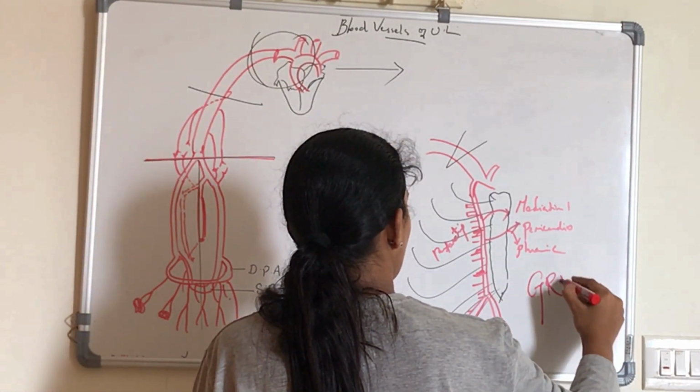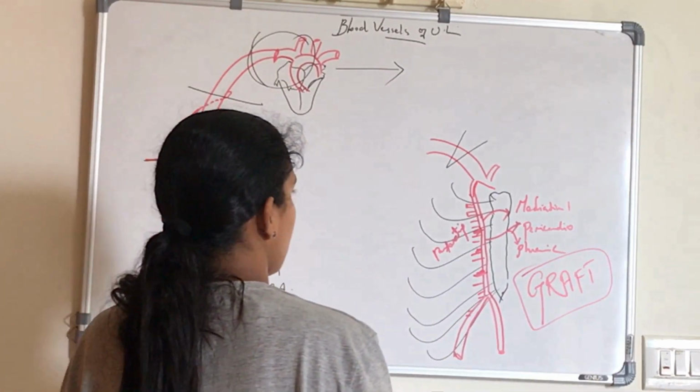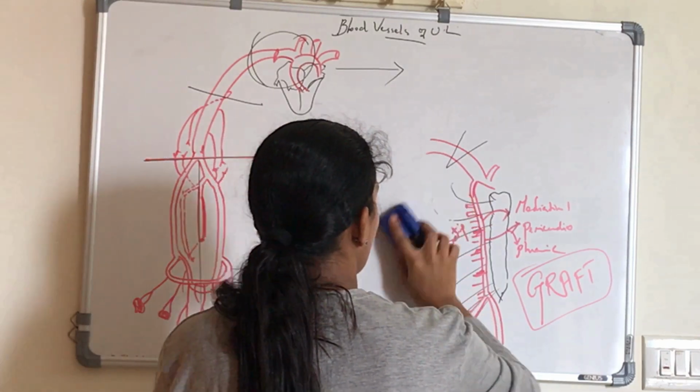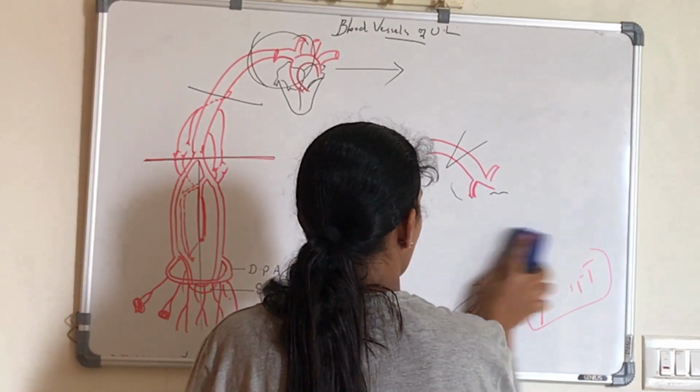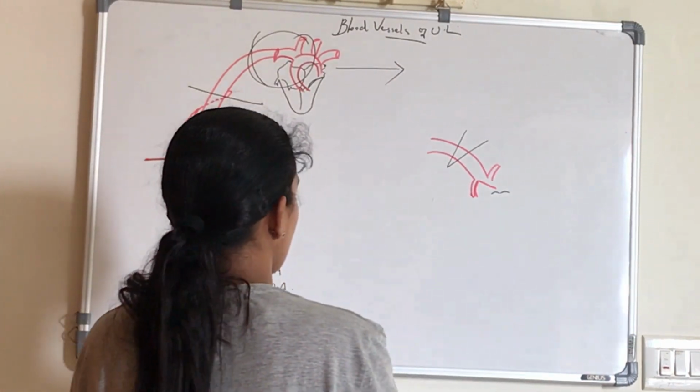So just remember, this internal thoracic artery or internal mammary artery is used as a graft in cardiac surgeries.